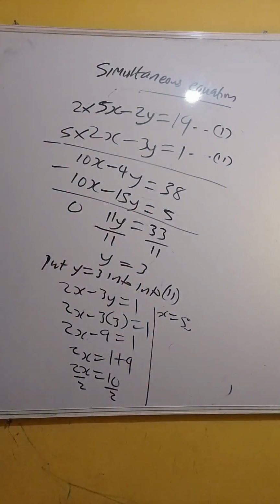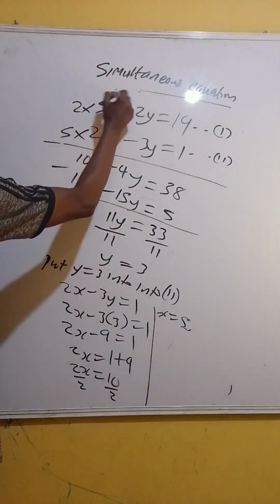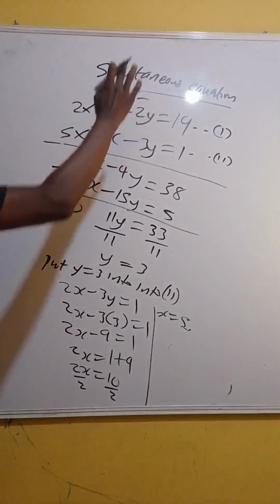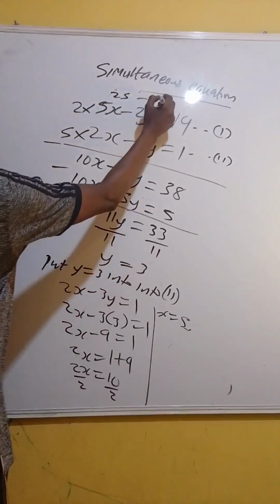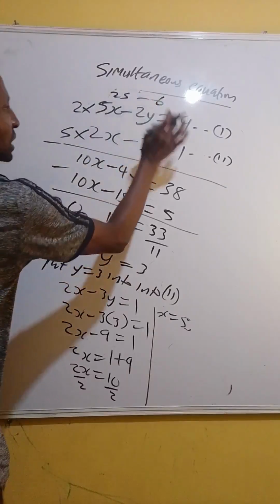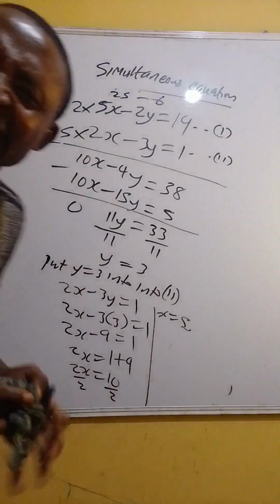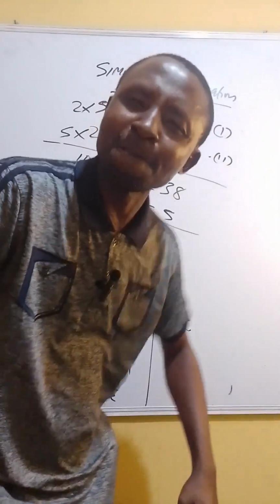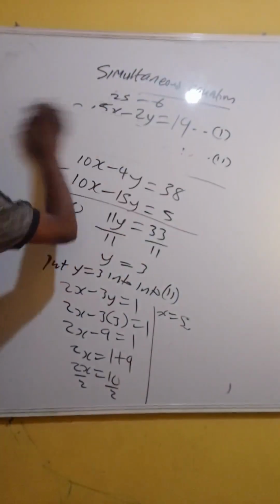Let's check. x equals 5. 5 times 5 is 25. Minus 2 times y, where y equals 3, is 6. 25 minus 6 will give us 19. It's a correct equation. You see that? Let's take the next example.